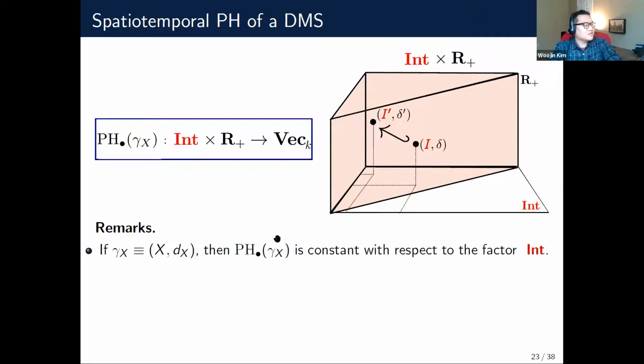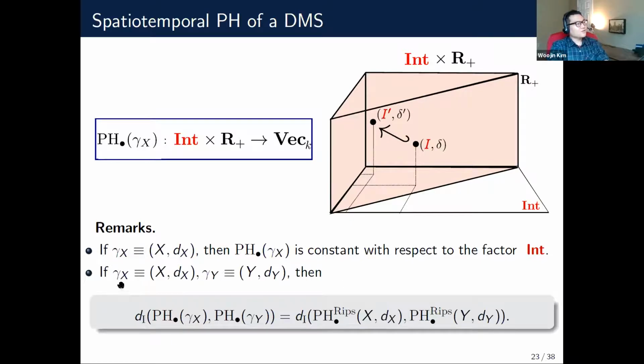So one remark is that if the given dynamic metric space is constant at a certain static metric space (X, dX), then this spatial-temporal Pearson homology is actually constant with respect to the factor of intervals, right? Because gamma X does not change over time, so whatever my interval is, my simplicial complex will not change depending on the choice of I. Therefore, we can neglect this first factor and regard this three-dimensional filtration as a vertical one-dimensional filtration, which is the same as just a standard Pearson homology of a static metric space.